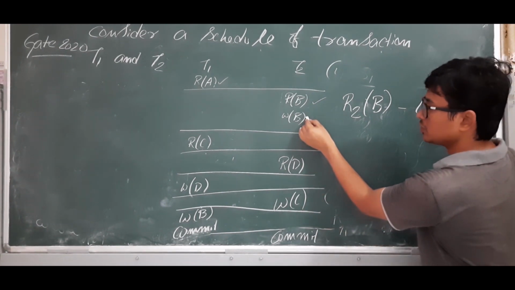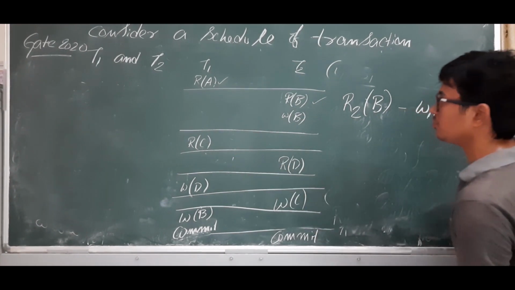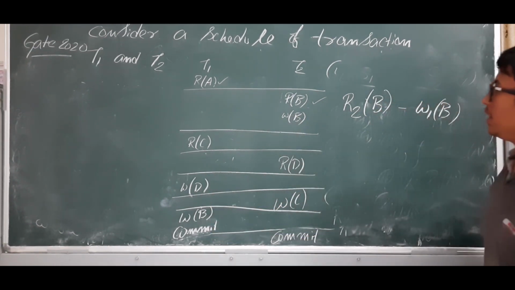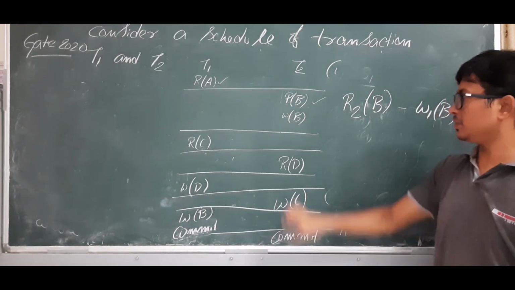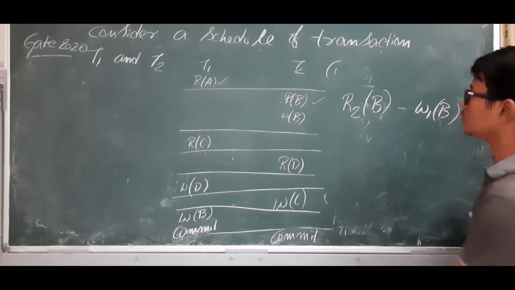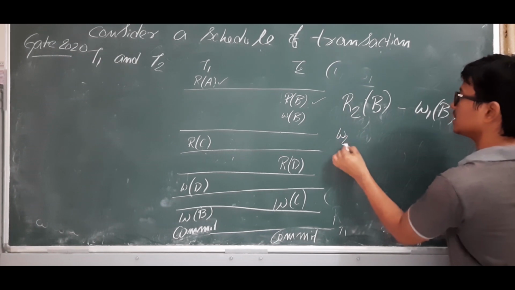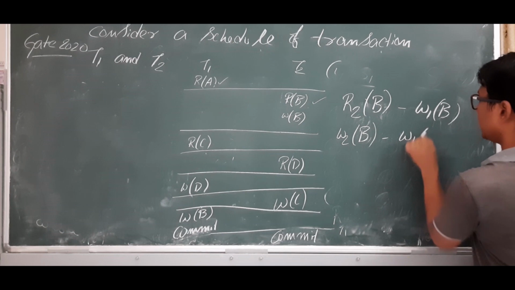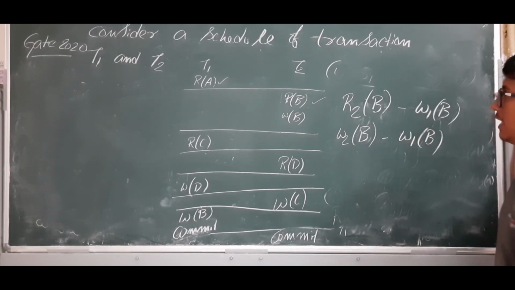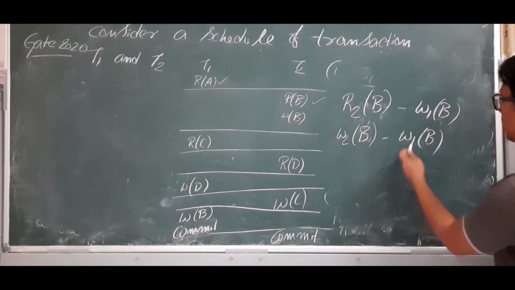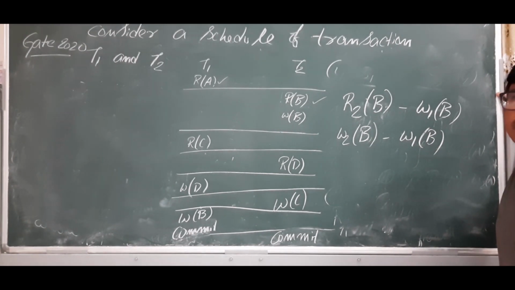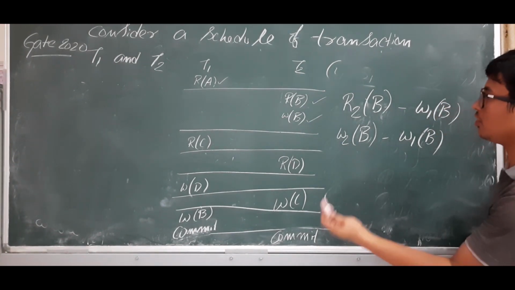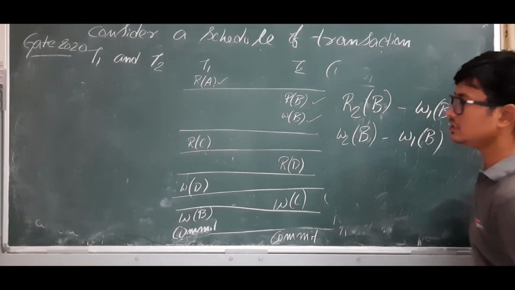Now we will come to this one. This one is not a conflict. This one is not a conflict. This one is a conflict. Why? Both are performing write operations on the same data item B. So I can say that it is a conflict operation. So W2 of B to W1 of B. Is it clear? The write operation is performed by transaction 2, and similarly a write operation is performed by transaction 1 on the same data item. So we have found the conflict operations for this operation.